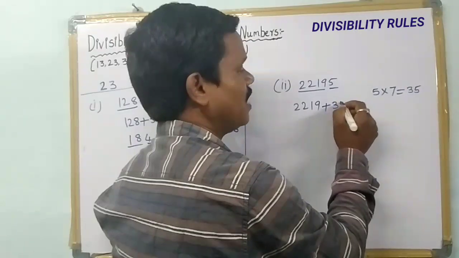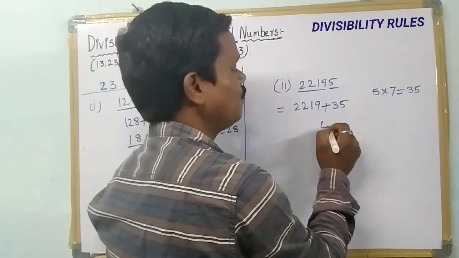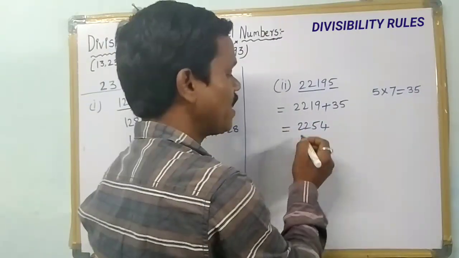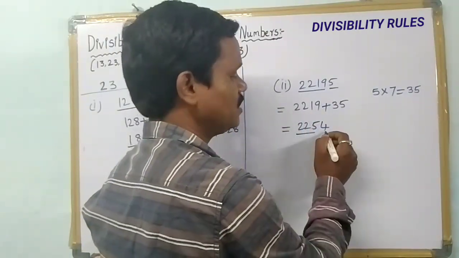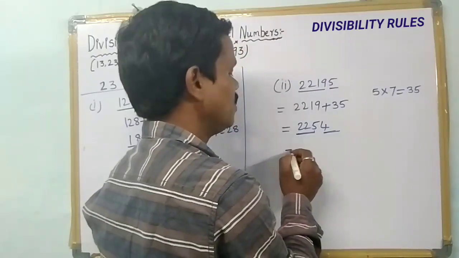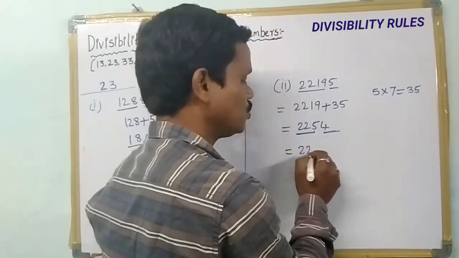Adding, now what is the value? 452254. Now again divide it into two parts. This is one part, 4 is the first part, and 225 is the second part. Now write the second part as it is, 225.